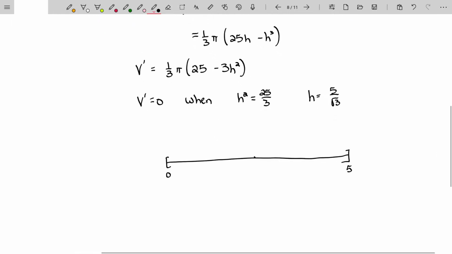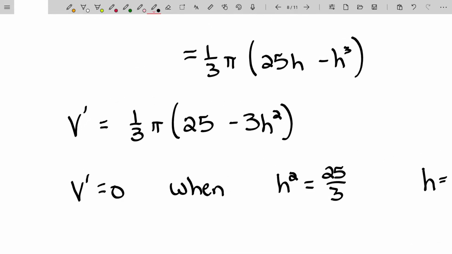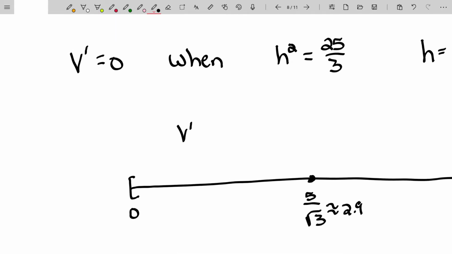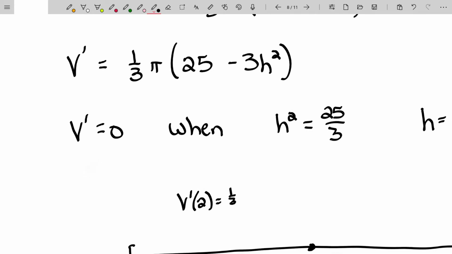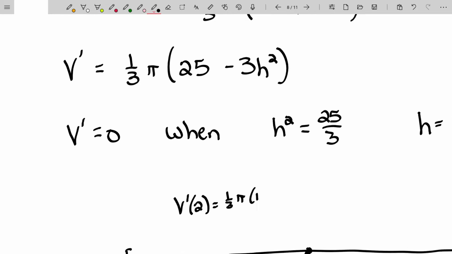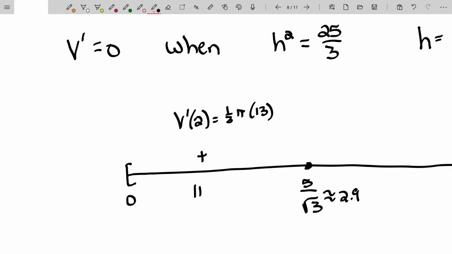And then our critical number, 5 over root 3. So let's go ahead and try numbers less than 5 over root 3 and greater than 5 over root 3. 5 over root 3 is roughly 2.9. So I'm going to plug 2 into our derivative formula. If you plug in 2, so v prime at 2, you will get 1/3 pi times 25 minus 12, which is 13, which is positive. It doesn't really matter. So it's positive.